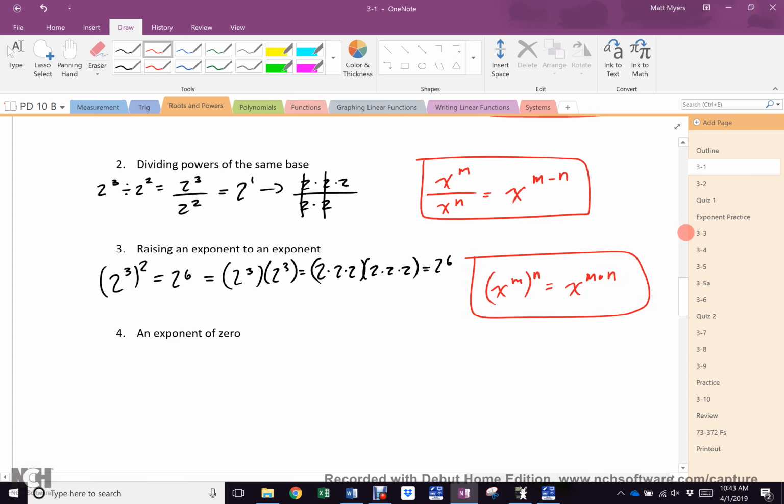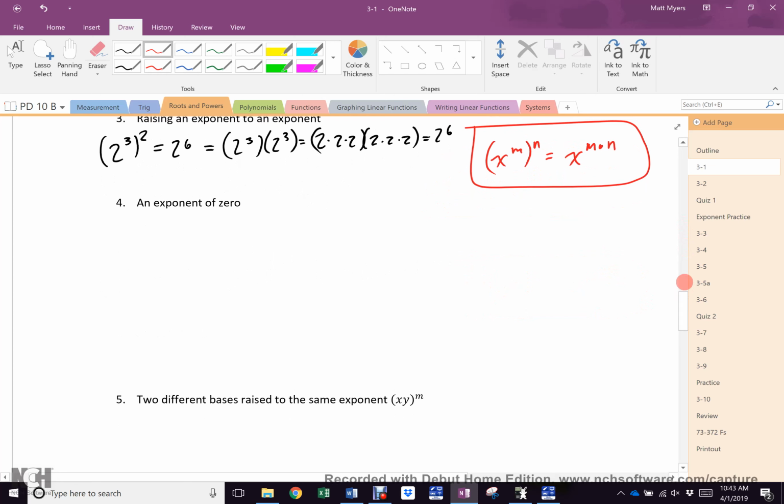The 4th one is the one that starts screwing people up. 7 to the 0 equals what? No. 1. Oops, I should have written that in black. What do you have now?